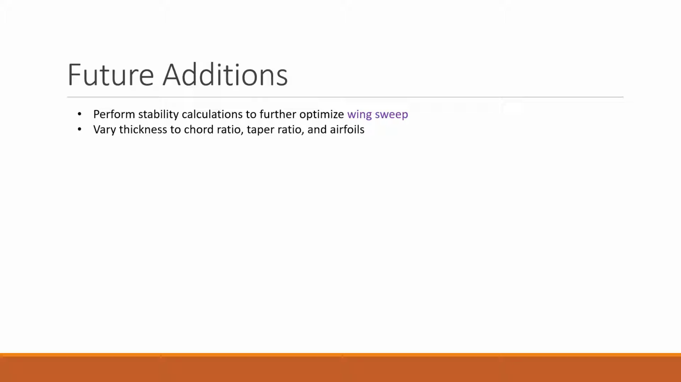Some future additions to this wing optimization include performing stability calculations so that we can further optimize the wing sweep, and then also varying some other common wing parameters such as thickness to chord ratio, taper ratio, and airfoils.